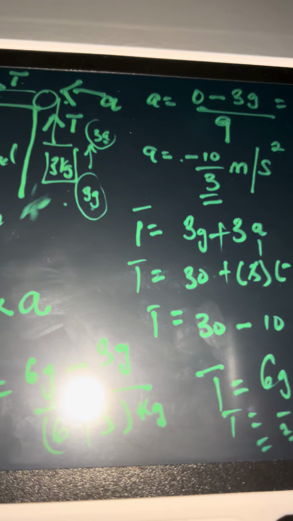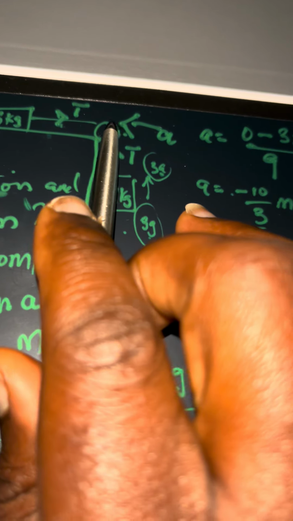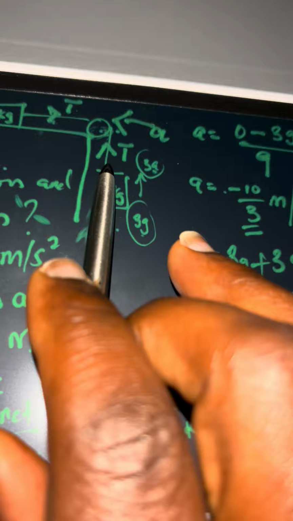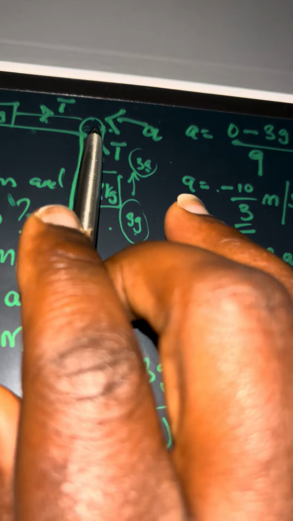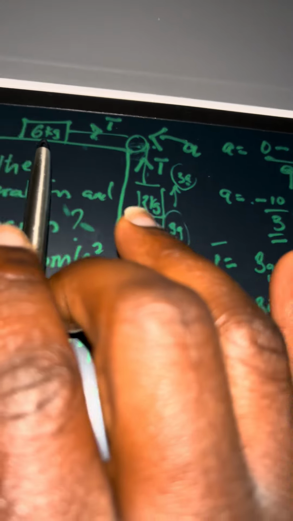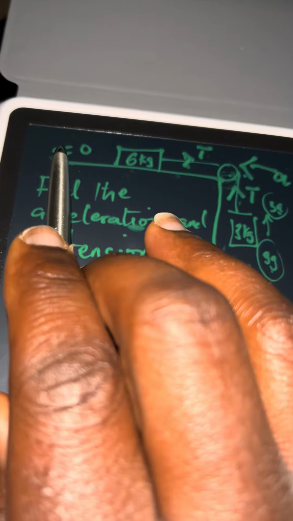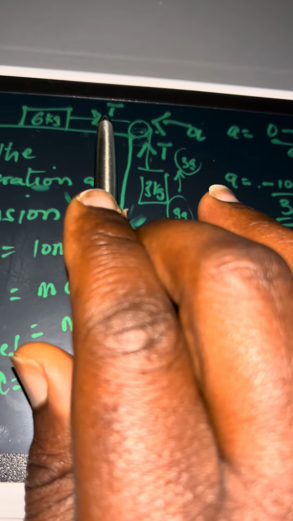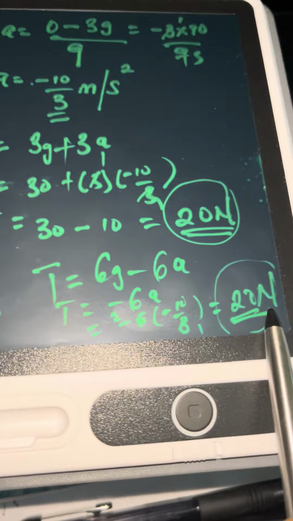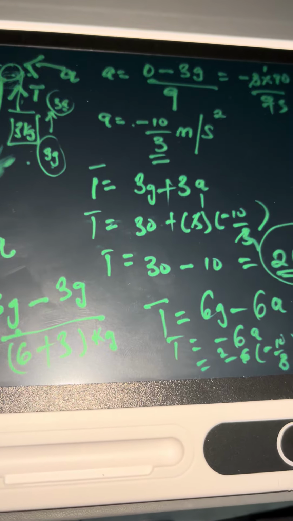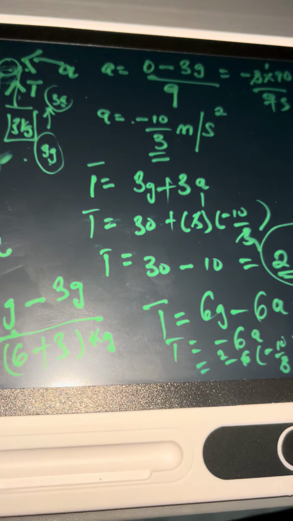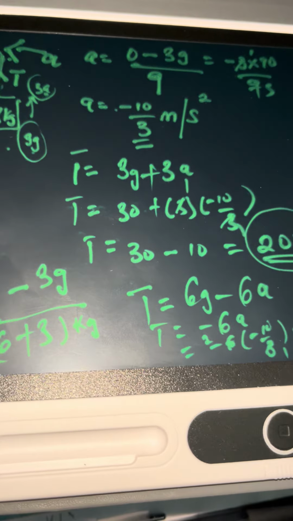Why do we have the same tension? Because it is one pulley. You see? Just one pulley. Assuming you have another pulley here, you would have gotten a different tension. So you have T equal to 20, T equal to 20, showing us that our answer is actually correct. So that is it.